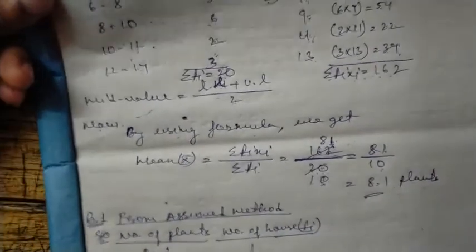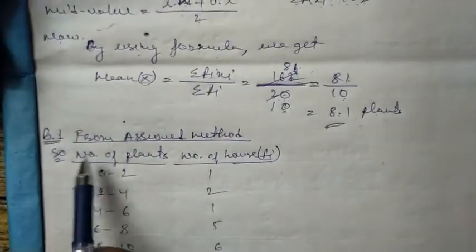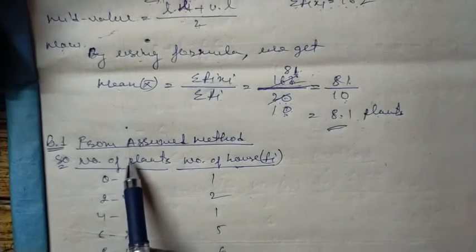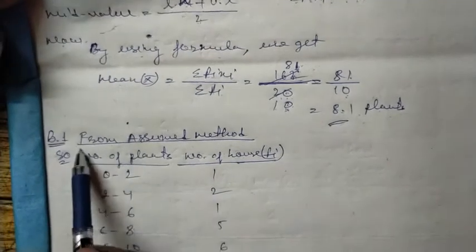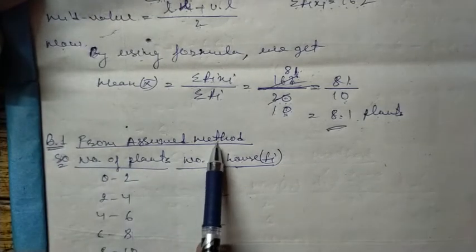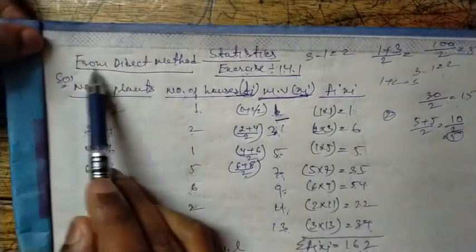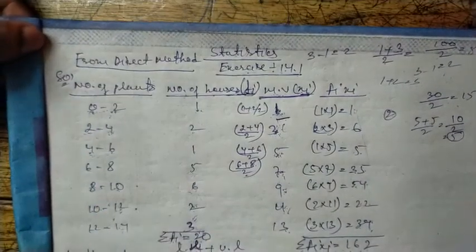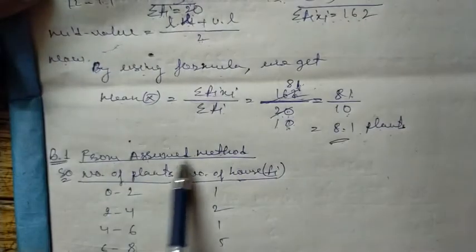Again, we are going to do the same question which we have done previously, that is B1, from assumed mean methods. Previously we have done the question from direct methods. The same question I am going to do from assumed mean methods.